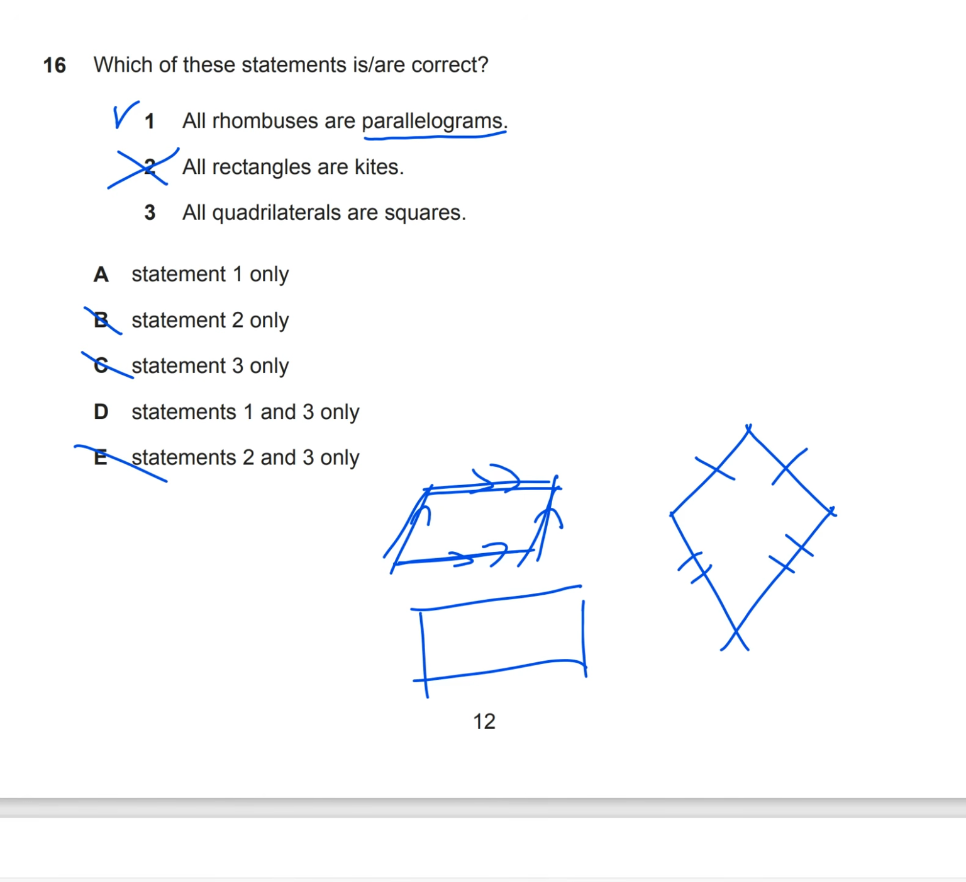Now 3, all quadrilaterals are squares. That's not correct. We have so many different types of quadrilaterals. We have parallelograms, rhombuses, kites, rectangles, all the ones we've mentioned. So 3 is not correct. So D is out, and that's why A is the answer.